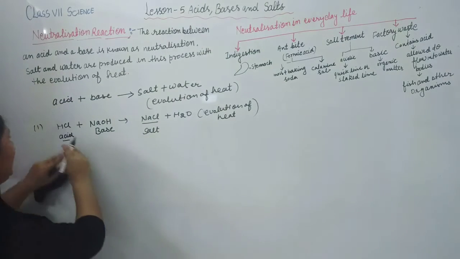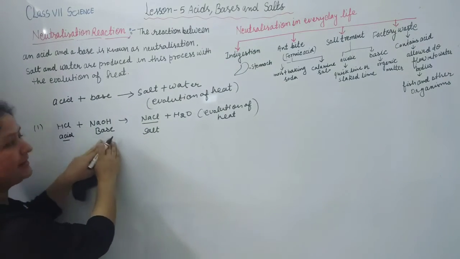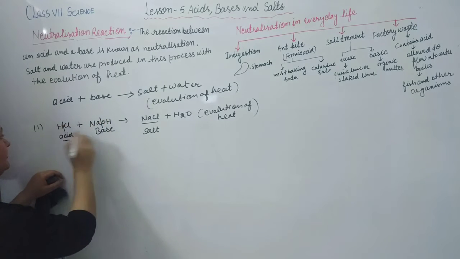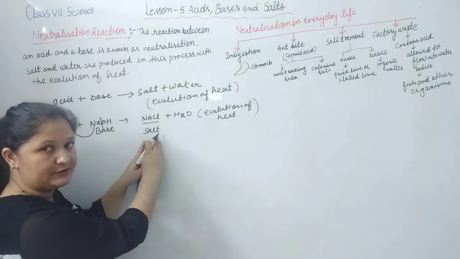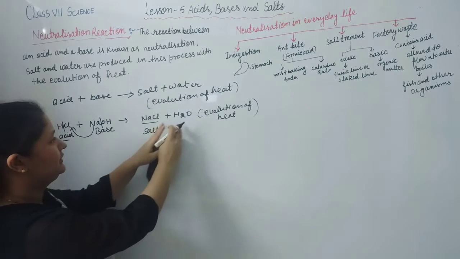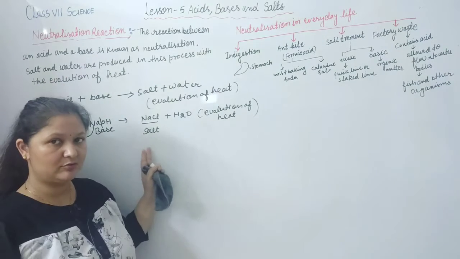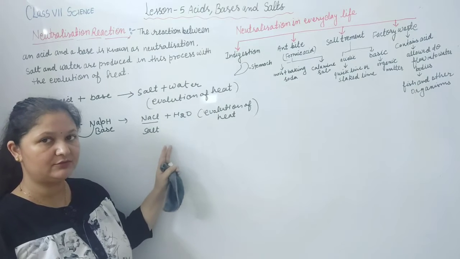So when hydrochloric acid combined with sodium hydroxide, right, sodium combined with chlorine and common salt is formed with water and evolution of heat. This is common salt which we use in our food.